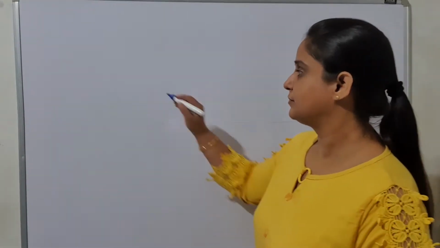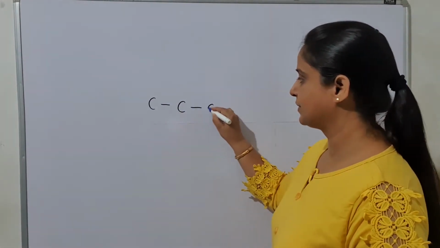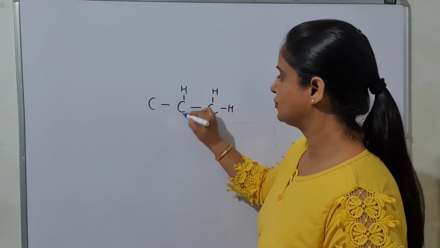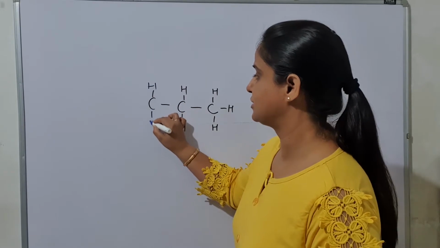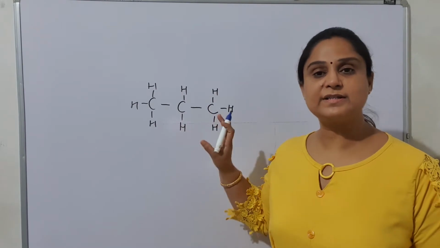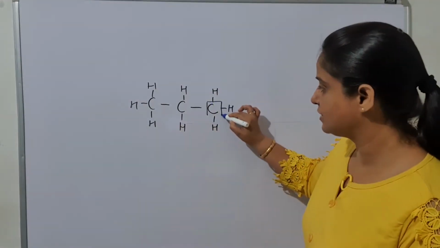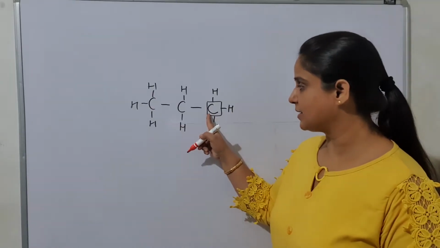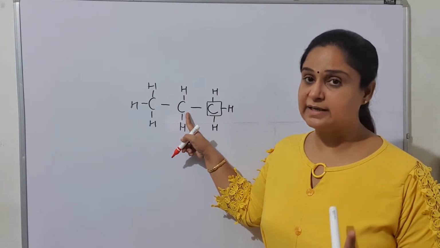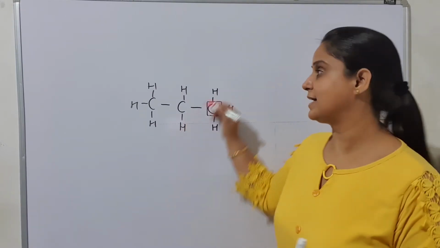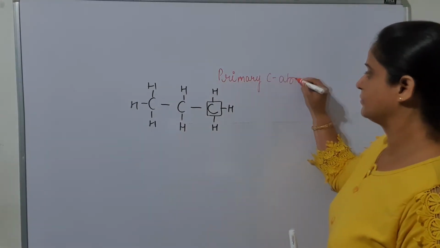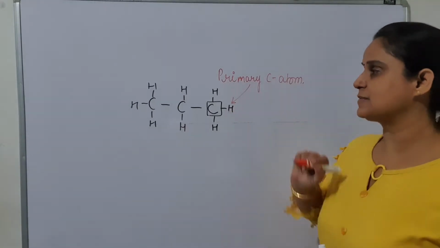Okay, we have this example here. I am making CH3, CH2 and CH3. All the valencies of this carbon are satisfied. We are going to identify what is primary carbon atom. Now concentrate on this carbon. You can see here this carbon atom is connected to only one carbon atom. So that carbon atom which is connected to only one carbon atom is known as primary carbon atom.